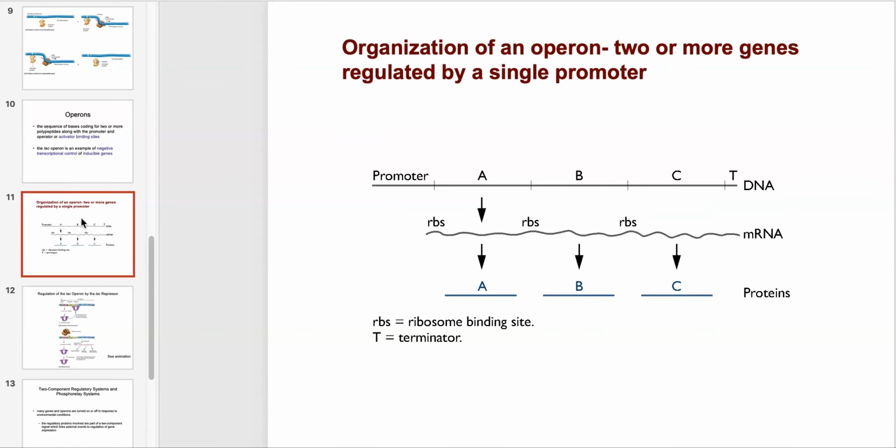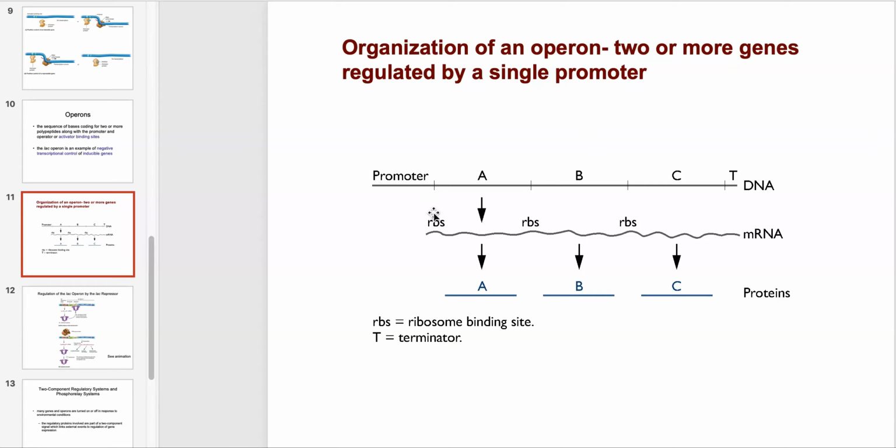Here's just a brief conceptual organization of an operon. So again, two or more genes regulated by a single promoter. So here's our promoter, and then here's multiple genes. And imagine these genes A, B, and C conspire to have a common function. Again, this could be for the utilization of lactose. So imagine here's the promoter, and then genes A, B, and C all help to break down and utilize lactose. And so then you would want those genes to be co-regulated.